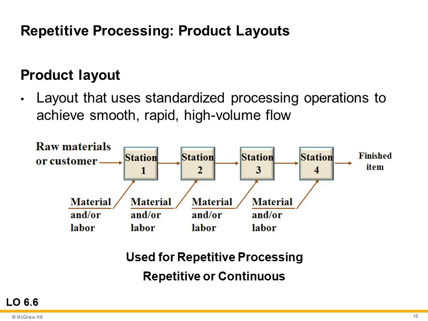Product layout. Product layout is a layout in which we have standardized processing operations to achieve a super fast flow. We have serial stations working on raw materials to provide the final products. This layout is used for repetitive processing or assembly lines.